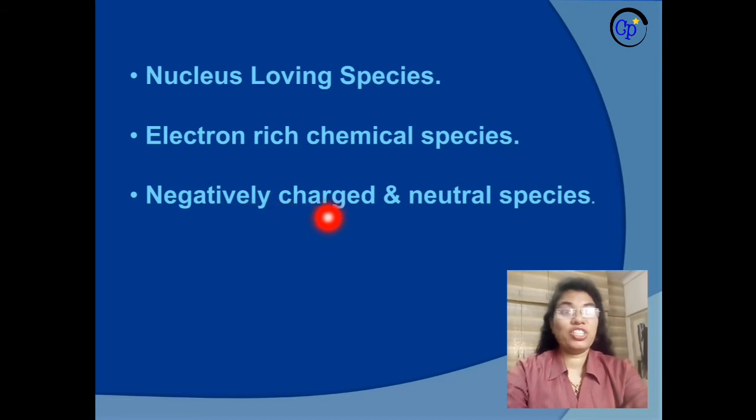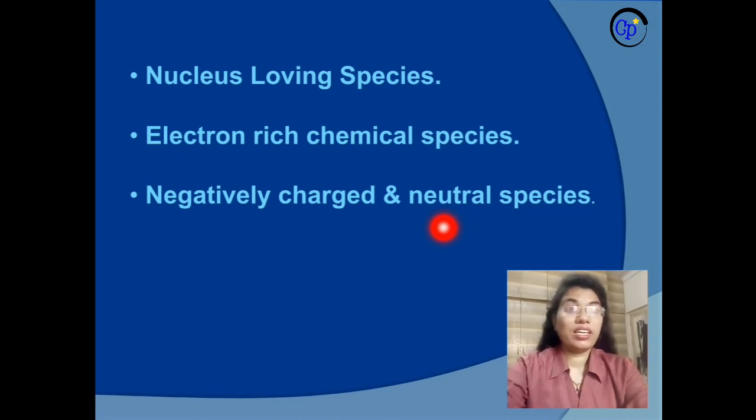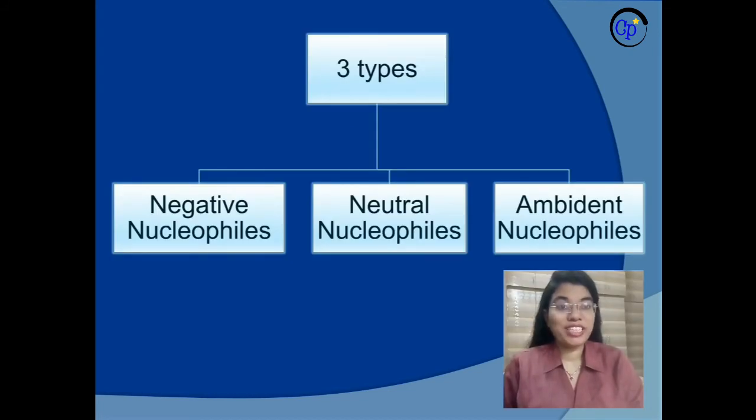Next, they are negatively charged. Whenever you see a negative charge, that means they will be electron rich. They will have more electrons in them and they will act as a nucleophile. And there may be some species which are neutral, that means they don't have any charge, but still they are electron rich. That is why they are called nucleophiles. Now, coming to the types of nucleophiles, there are three types. First is the negative nucleophile, second is the neutral nucleophile, and third is the ambident nucleophile.